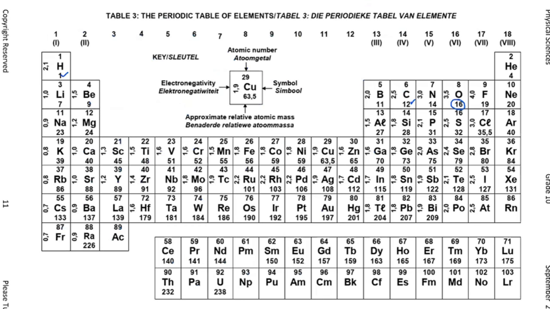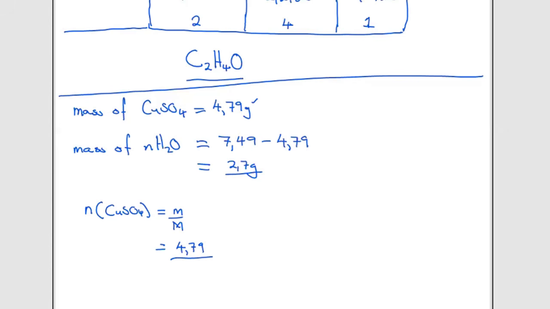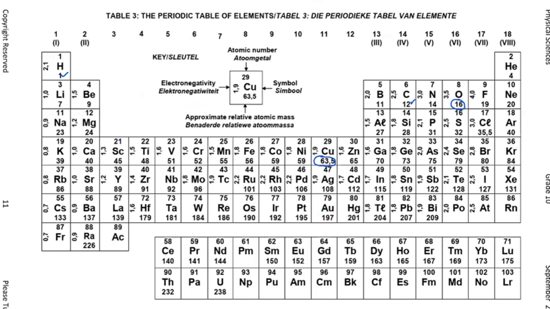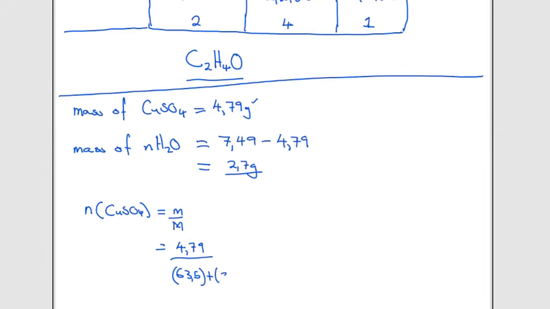So we're supposed to refer to the periodic table to find our copper. Therefore here I'm having 63.5 for copper, so I'm going to say 63.5, bracket there, because it's multiplied by 1, right? I'm going to say plus, then the sulfur there. Sulfur has a mass of 32. So my sulfur is going to be 32.